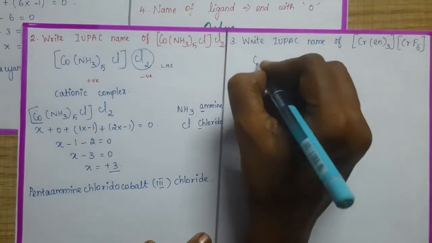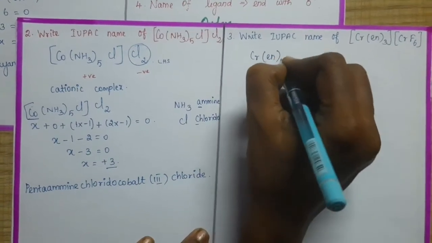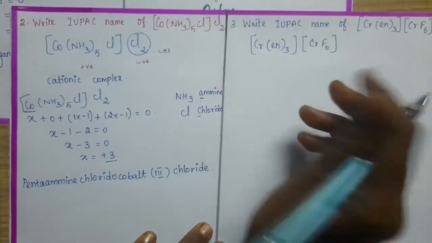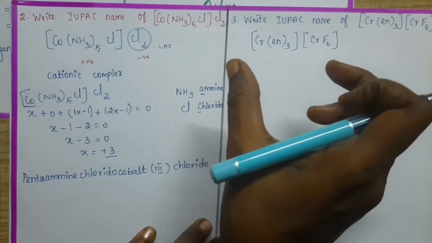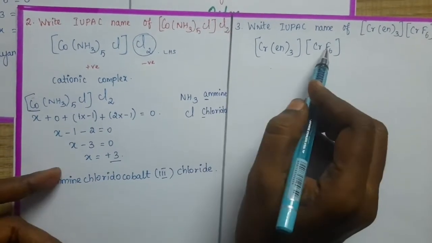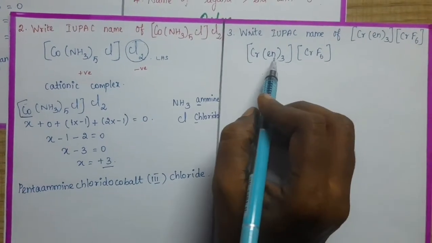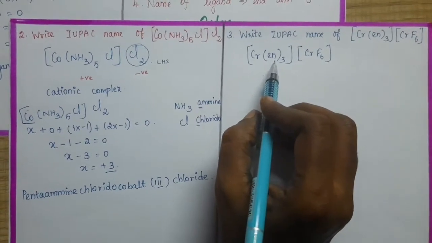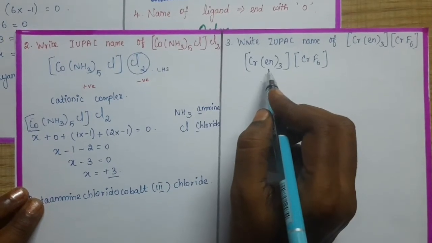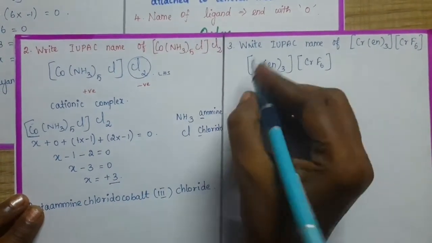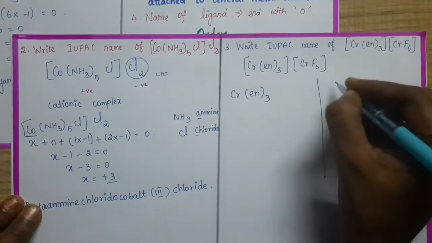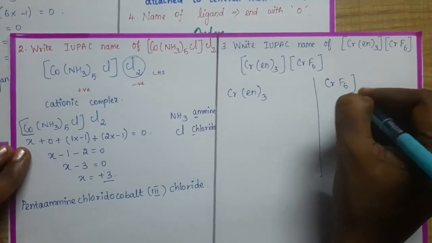So let me try with that. [Cr(en)3] and [CrF6]. Out of these two complexes, I have to know which ligand is monodentate and which is bidentate. Fluorine is monodentate, we know that. And ethylene diamine is the bidentate ligand. So first of all, you find out the oxidation state for this complex first, and then we will go for this one. Separately, you just find out for both of them and you can write it combinedly.